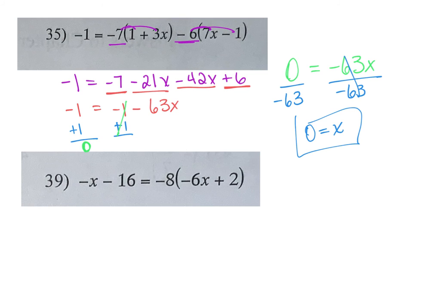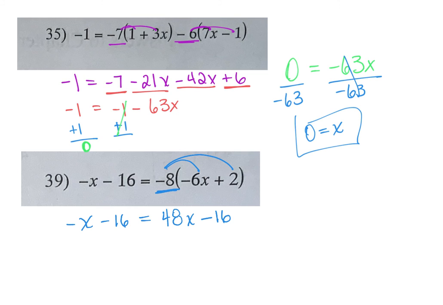All right? This last type is a variable on both sides, okay? So that's the last type of equations you'll have. On the left-hand side, we cannot do anything to simplify that. On the right-hand side, we need to distribute. Negative 8 times negative 6x is positive 48x. Negative 8 times positive 2 is negative 16. All right?